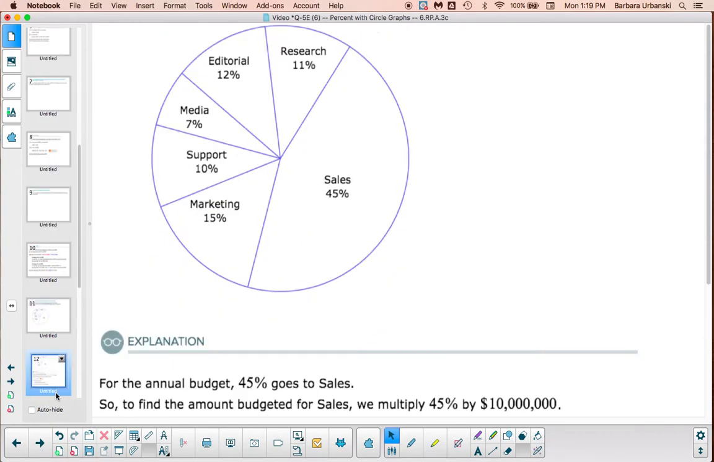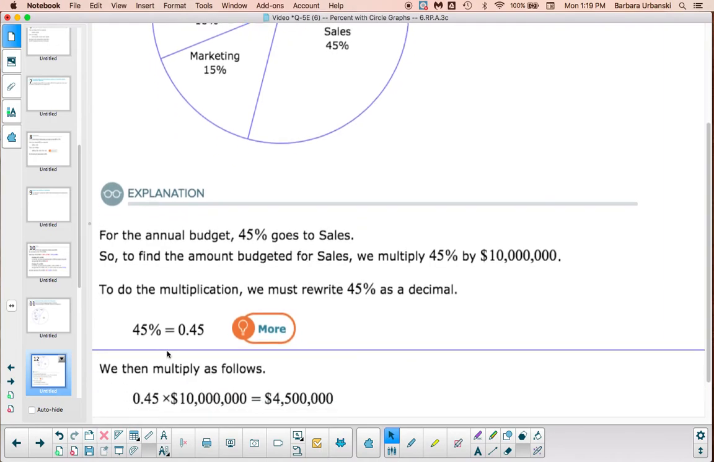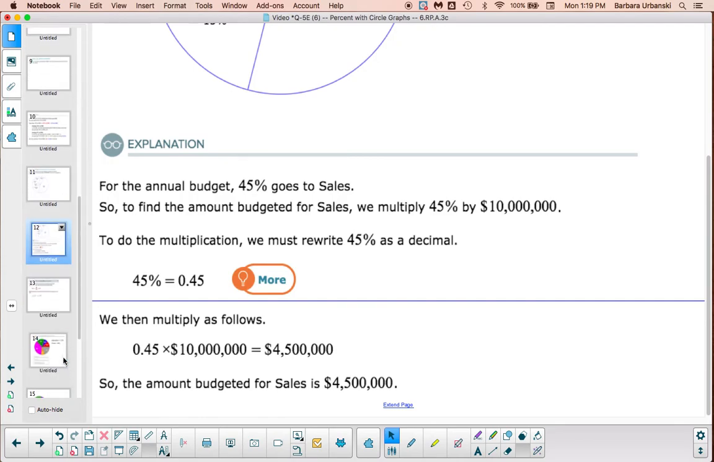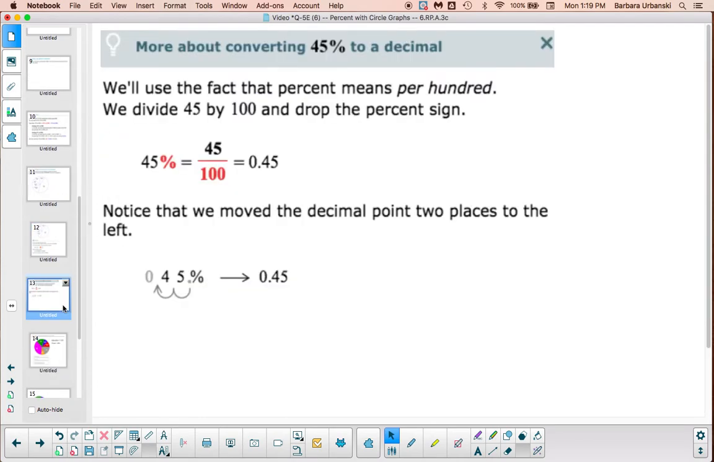So let's see how we do this. So 45% goes to sales. That means you're going to multiply 45% by $10 million. Again, converting your percent to a decimal, 0.45 times 10 million, you're going to get 4,500,000. That's a big number, but it's easy enough for you to do.